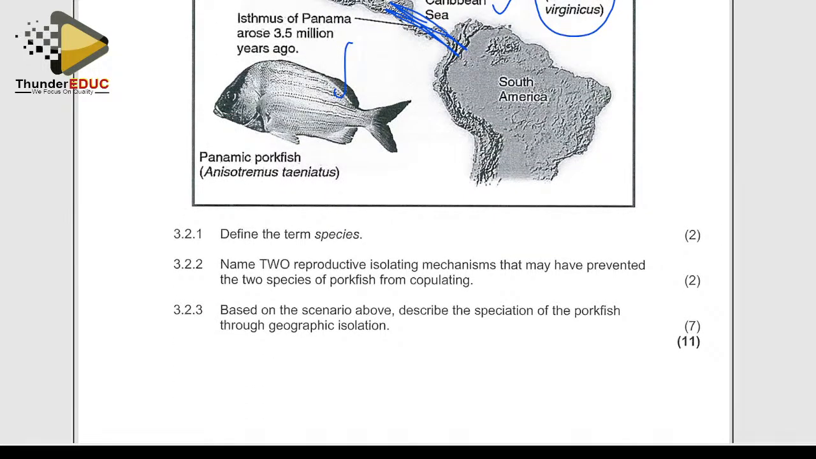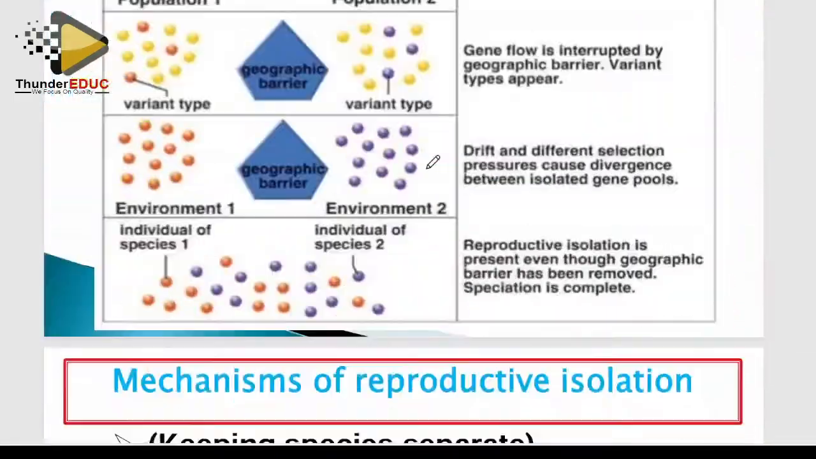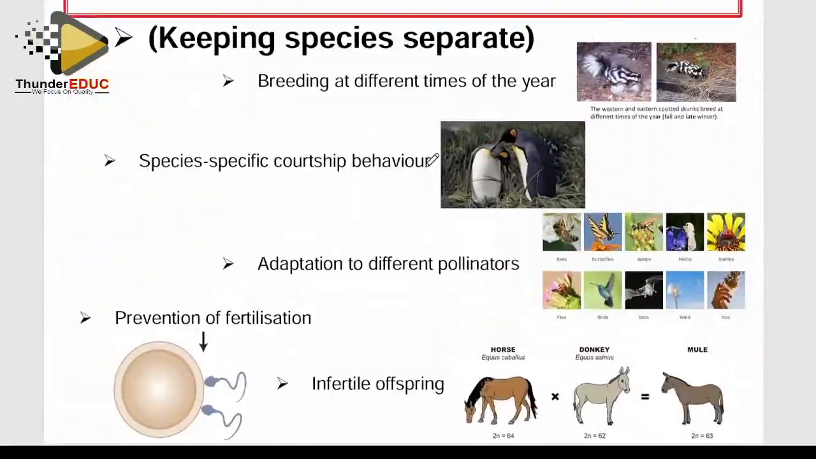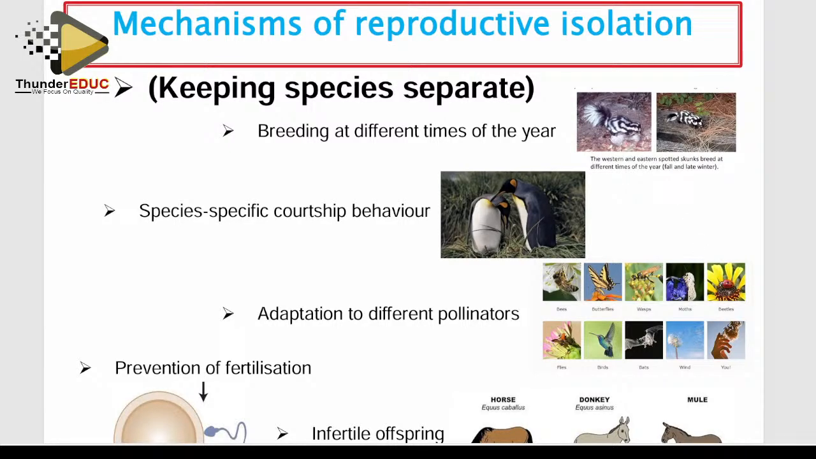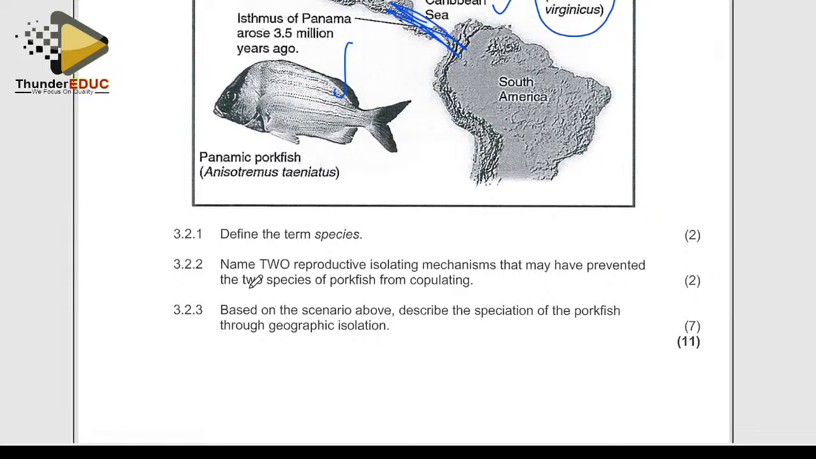Name two reproductive isolation mechanisms. These are the ones. I said that I'm not going to go through them, but you have to know them. Don't go without knowing them. Name two reproductive isolation mechanisms that have prevented the porkfish from copulating.